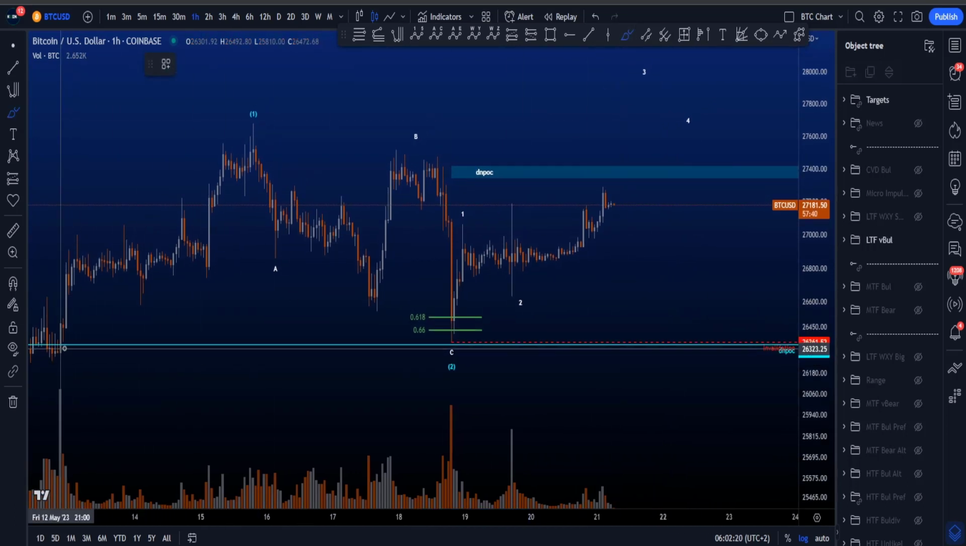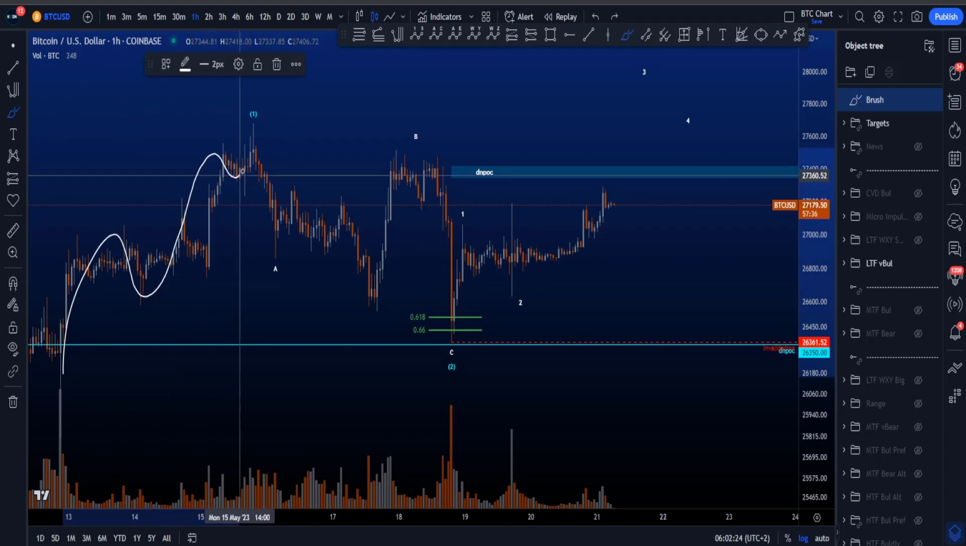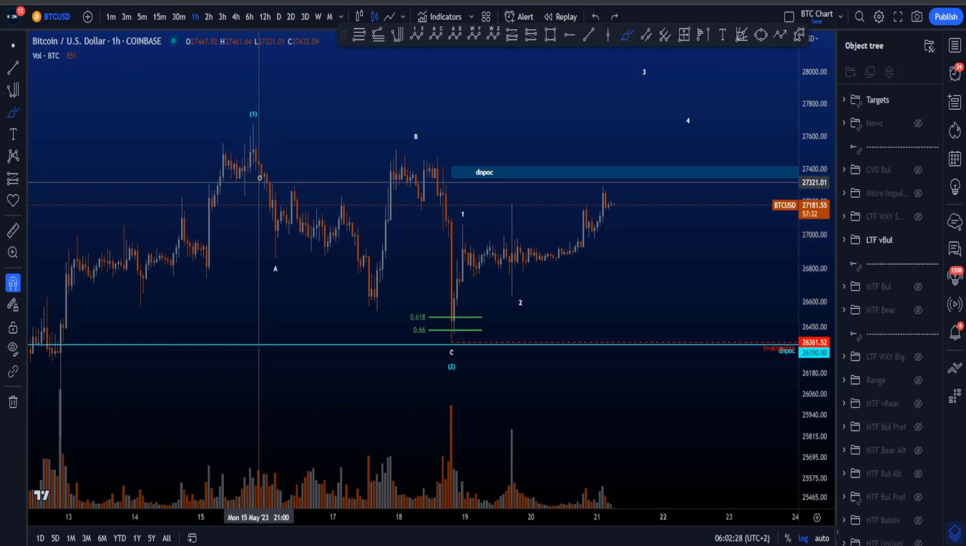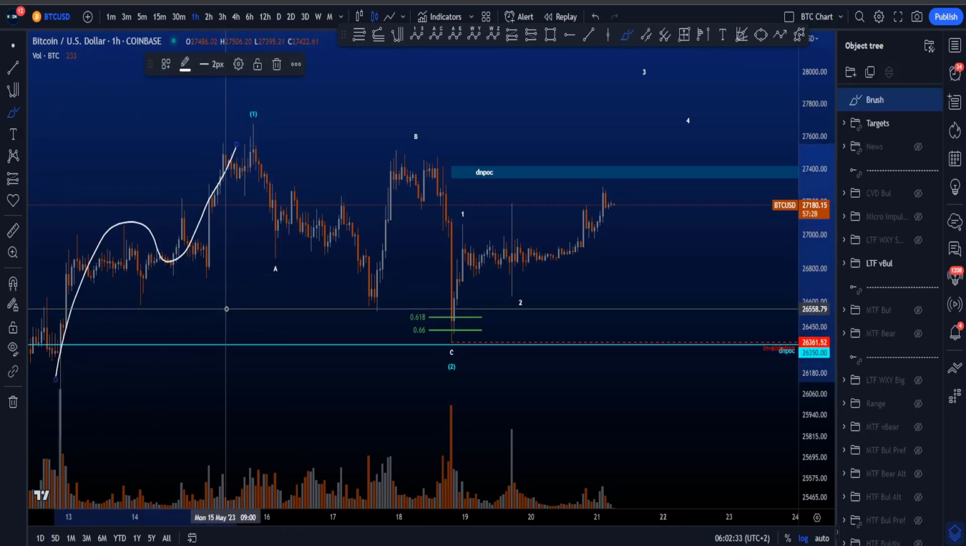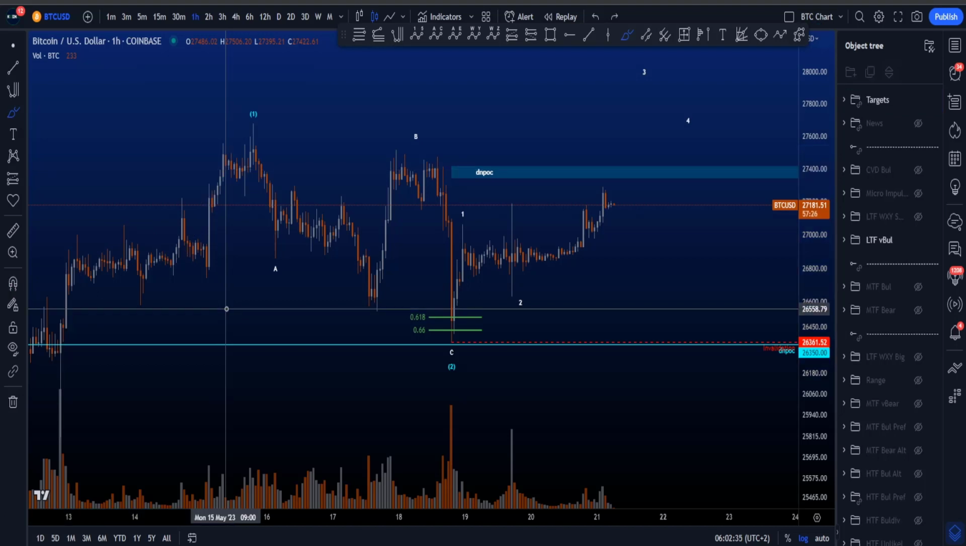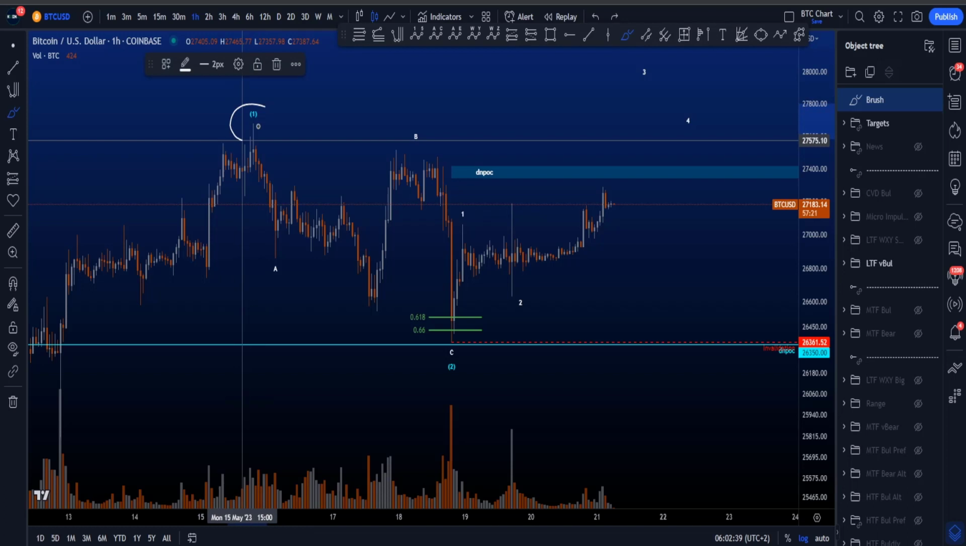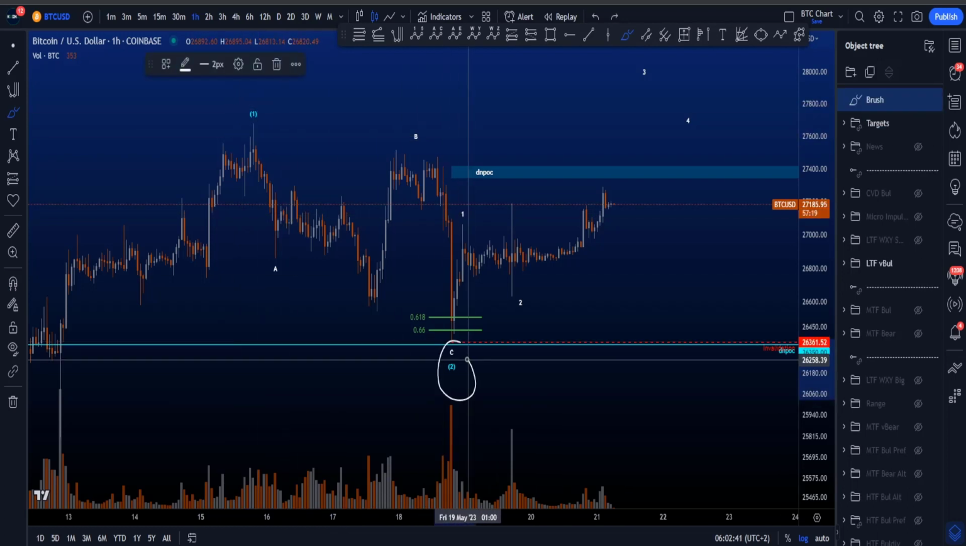Now in this scenario, this wave 1 over here is very difficult to count in a nice 5-wave structure to the upside, which is necessary in a wave 1. It looks more like a 3-wave structure. So that's a reason that this scenario is a little bit of an alternative scenario to me. But nonetheless, in this scenario, this has to be a wave 1 followed by a 2 and then a bigger 3 to the upside.